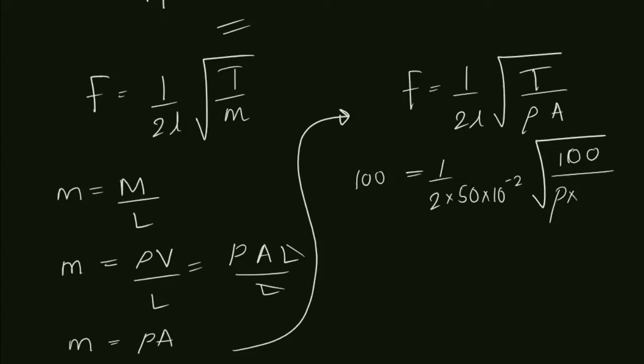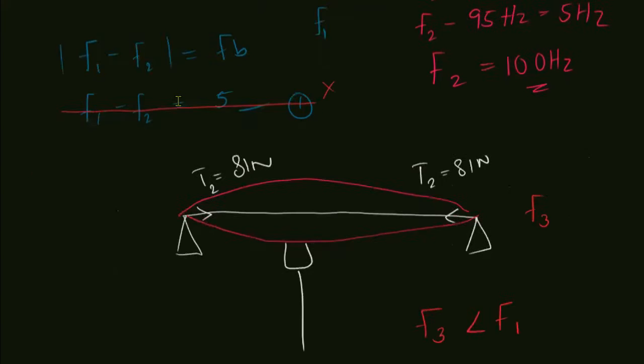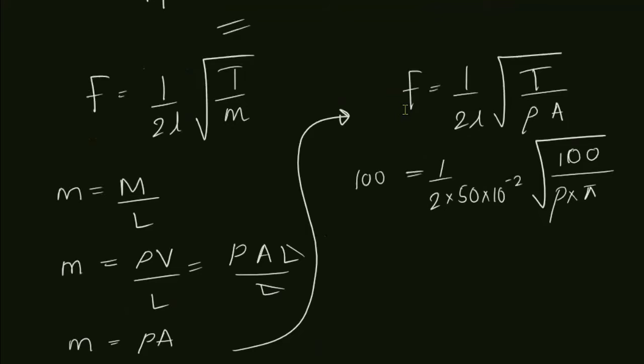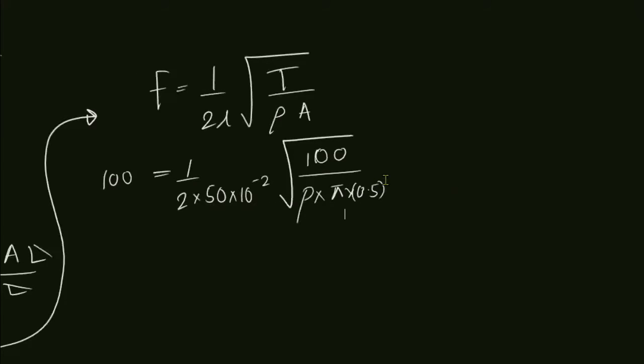Area is the cross-sectional area, pi r squared. The diameter was given to be 1 millimeter, so the radius is 0.5 millimeters, converted into meters, pi r squared.